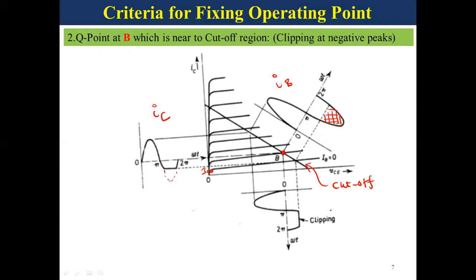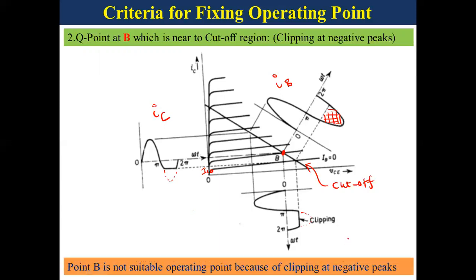Since it's a CE amplifier, there exists a 180 degrees phase difference. So we are getting a positive clipping in the output voltage VCE. Since there is clipping for output current and output voltage, we are getting some distortion if the point B is the operating point. So we can say point B is not a suitable operating point because of clipping at negative peaks.